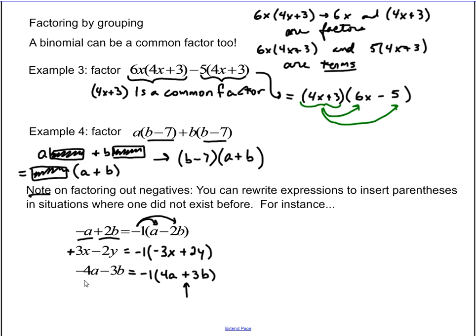If it helps, you can always imagine this last one as being something more like negative 4a added to negative 3b. There's always an addition sign between our terms, even if there's a subtraction involved. All right? So that might be a helpful way of remembering this.